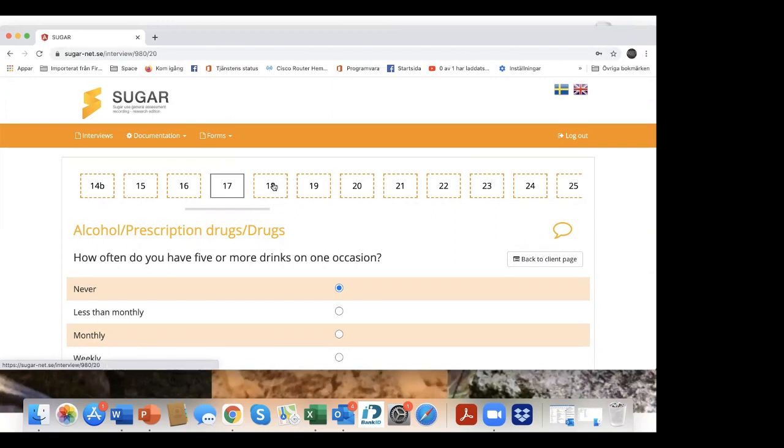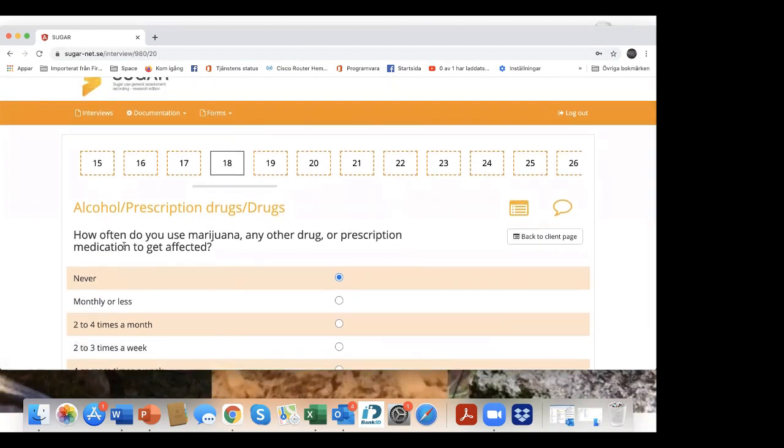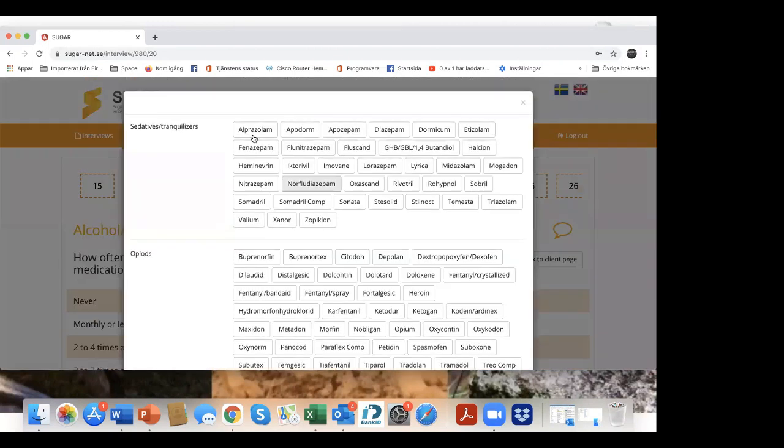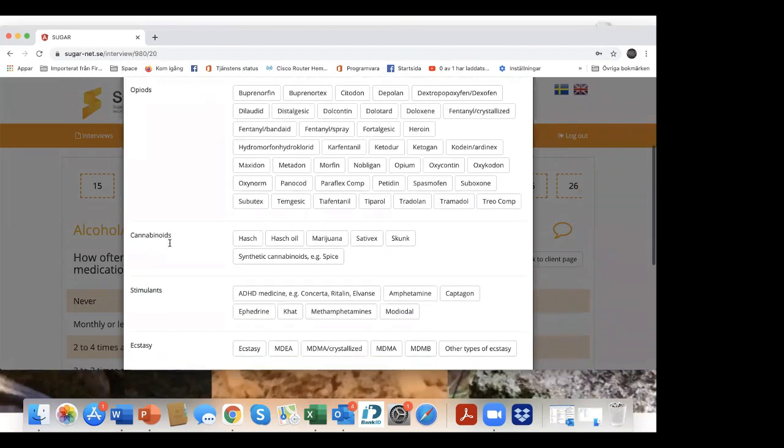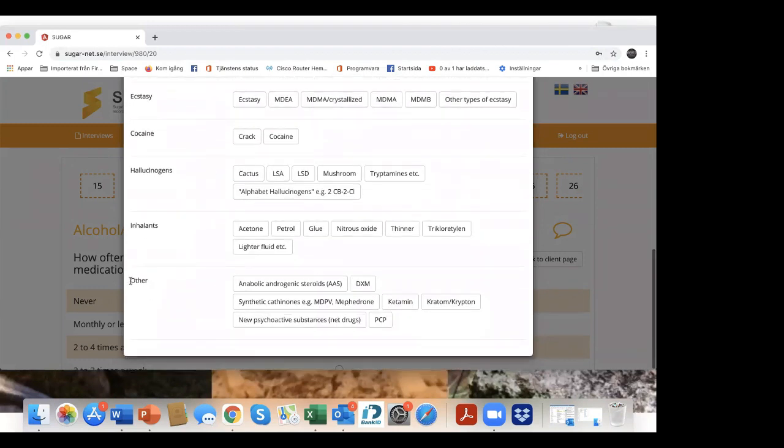Number 18 is a screening for street drugs and prescription drugs. So how often do you use marijuana, any other drug or prescription medication to get affected? Okay, what do you mean by drug? The client might ask you. What do you mean by prescription pills? And you open this information here and up comes the substance list. And here you have sedatives, tranquilizers, opioids, cannabinoids, stimulants, there you have ADHD medicines, which are addictive, ecstasy, cocaine, hallucinogens, inhalants, and other, which is anabolic androgenic steroids.